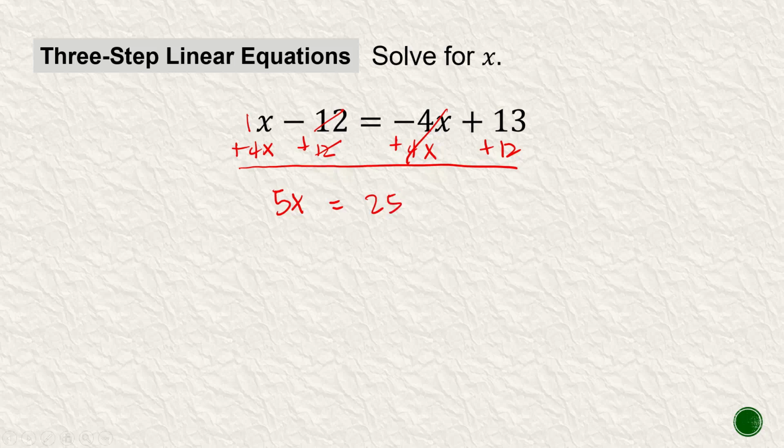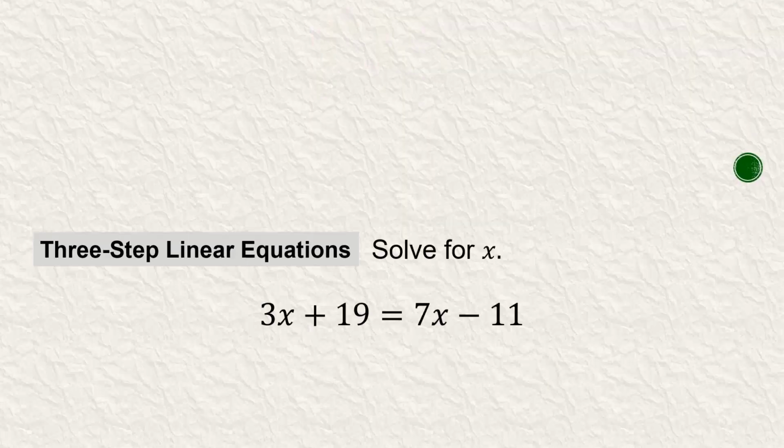Step number 3, we have a lot simpler equation. We just need to remove that 5 by dividing both sides by 5. And of course, we know the answer to this. The answer is 5. 25 divided by 5. Okay, let's go to the next one.